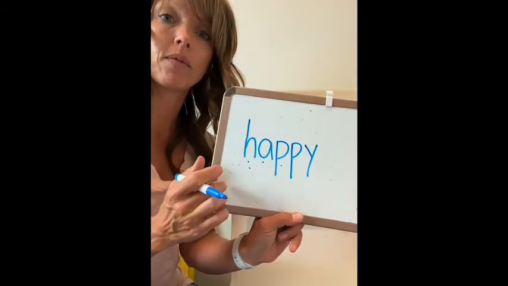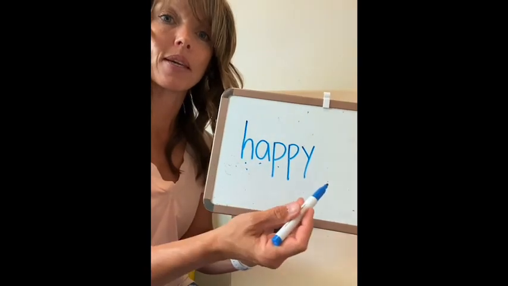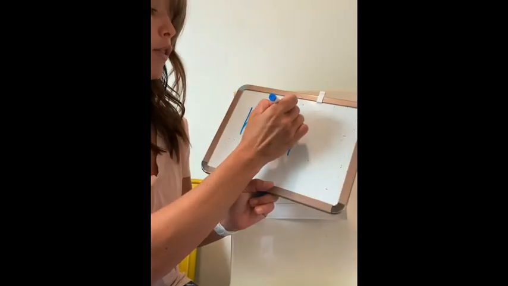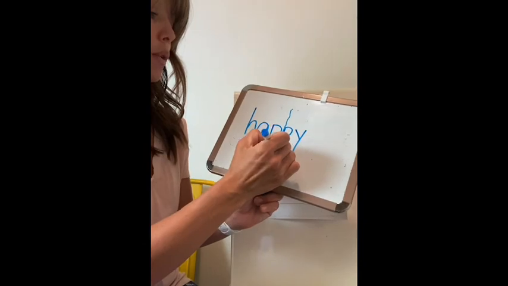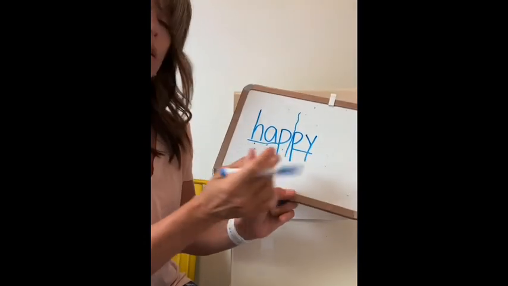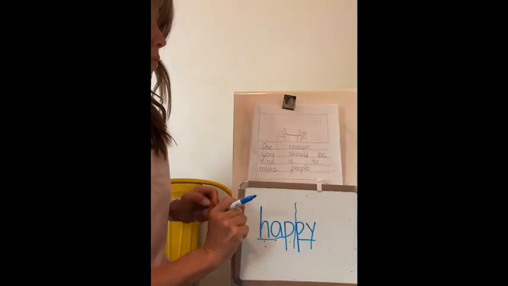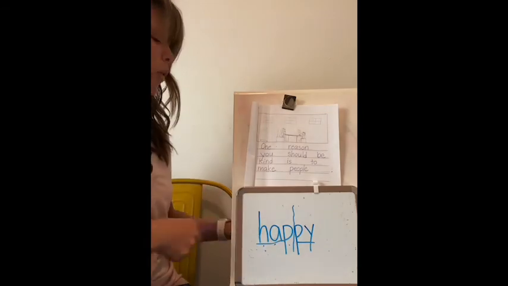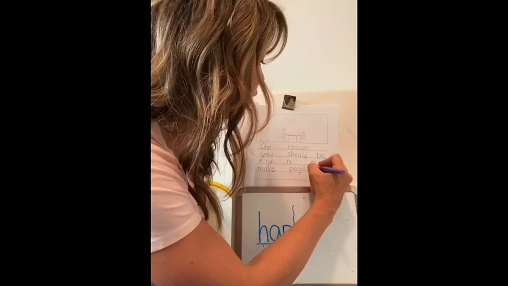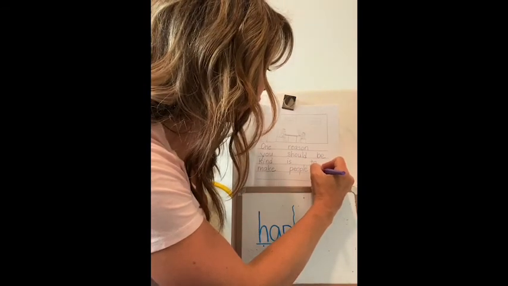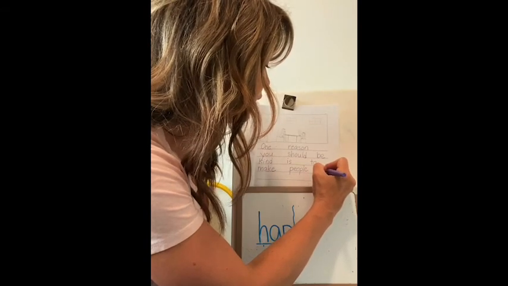Okay, happy. So we have two syllables. You don't have to draw the line, but I want to show you where the syllables are. Happy. Okay. Y, that Y stealing other sounds, my goodness. Stealing the sound of E.